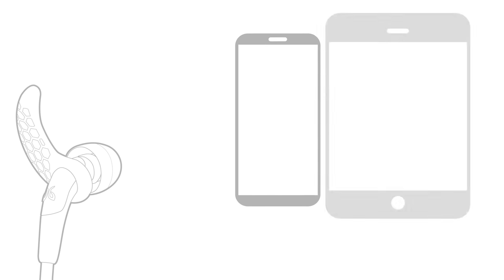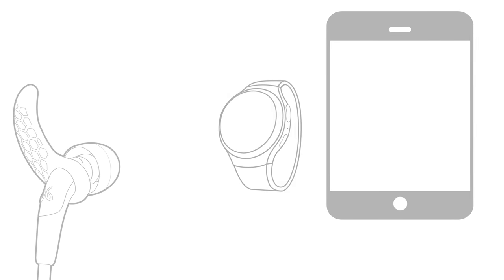With Jaybird Freedom's multi-point feature, you can simultaneously pair and connect your buds with 2 Bluetooth devices, creating all kinds of new possibilities. Be connected to your laptop and your phone at the same time. Listen to music from your laptop and answer an incoming call on your phone.